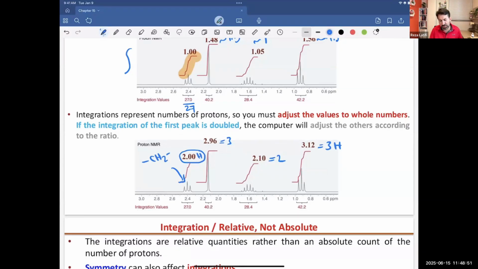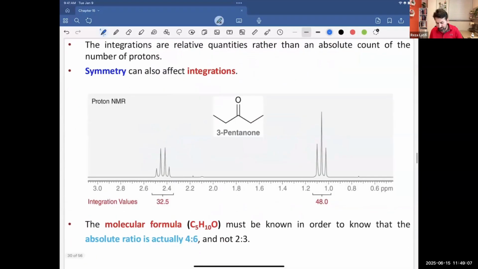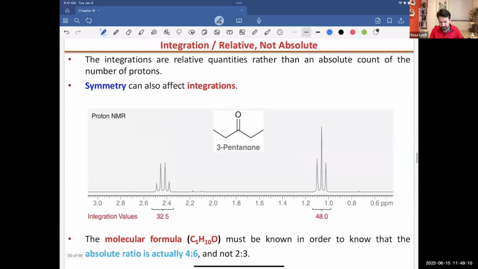What do I mean by element of symmetry? Maybe you have a plane of symmetry. Maybe you have something that can flip the molecule and make two sides of the molecule equal. In that case, because chemically they will be the same, you will see only one signal for them. Let me show you this molecule and let's practice this example.